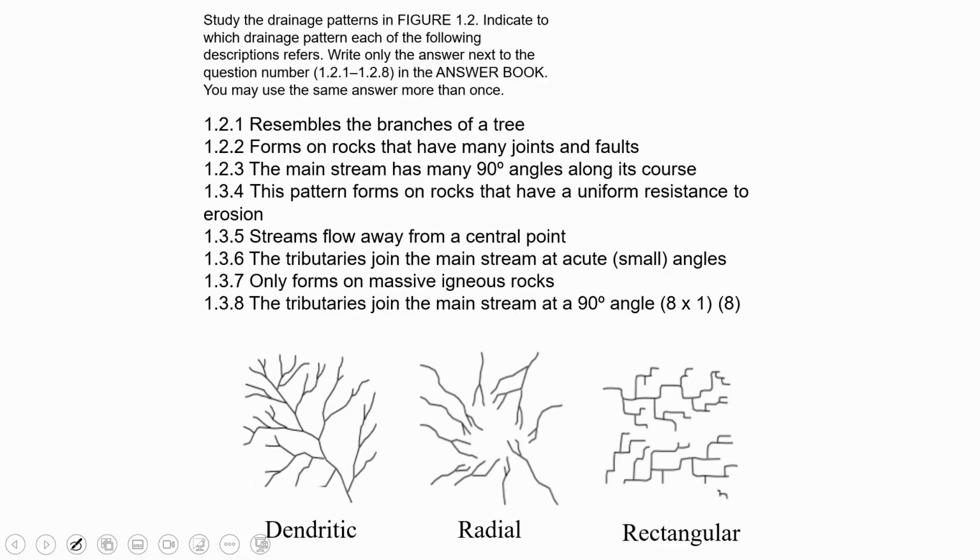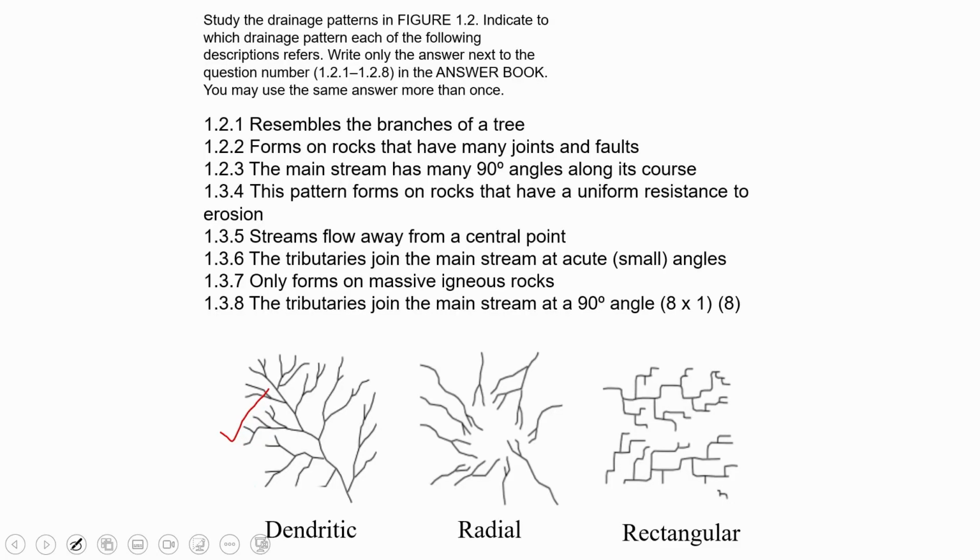Common language 1.2.1, but we'll move faster and just say 1, 2, 1. Resembles branches of a tree. Remember what he said? Branches of a tree, Latin dendra, dendritic. So that one there is dendritic. 1, 2, 1, dendritic. Resembles the branches of a tree. Okay, let's take 1, 2, 2.